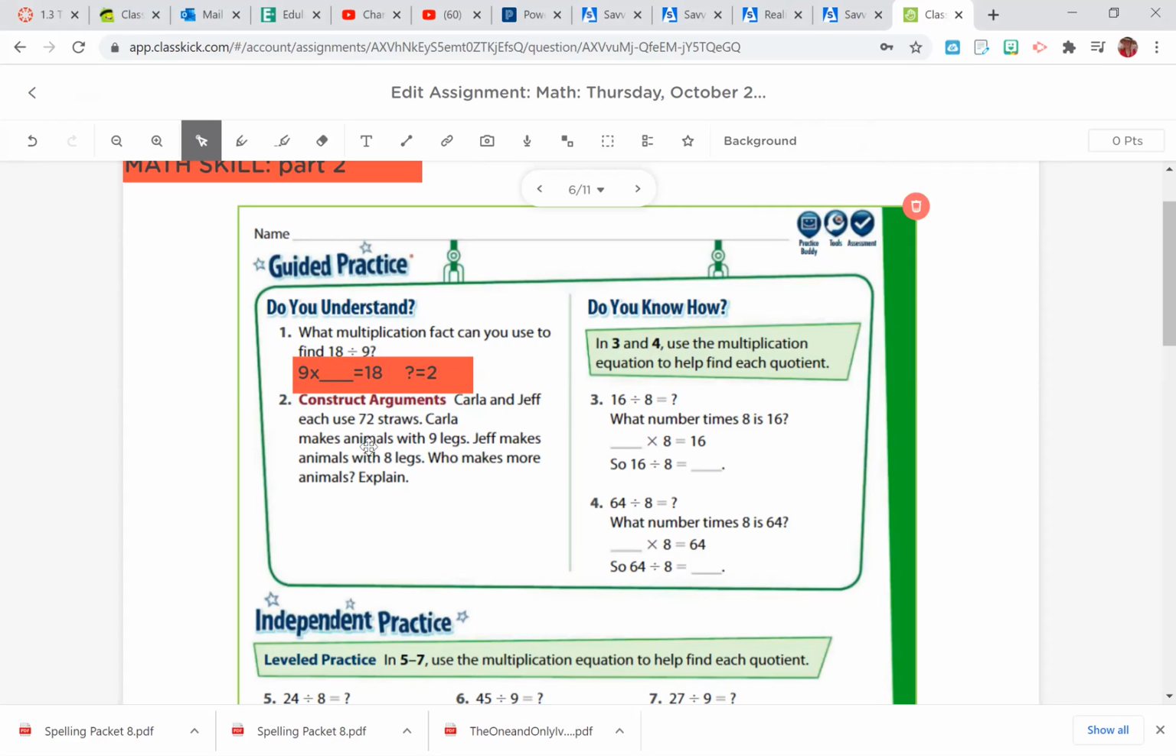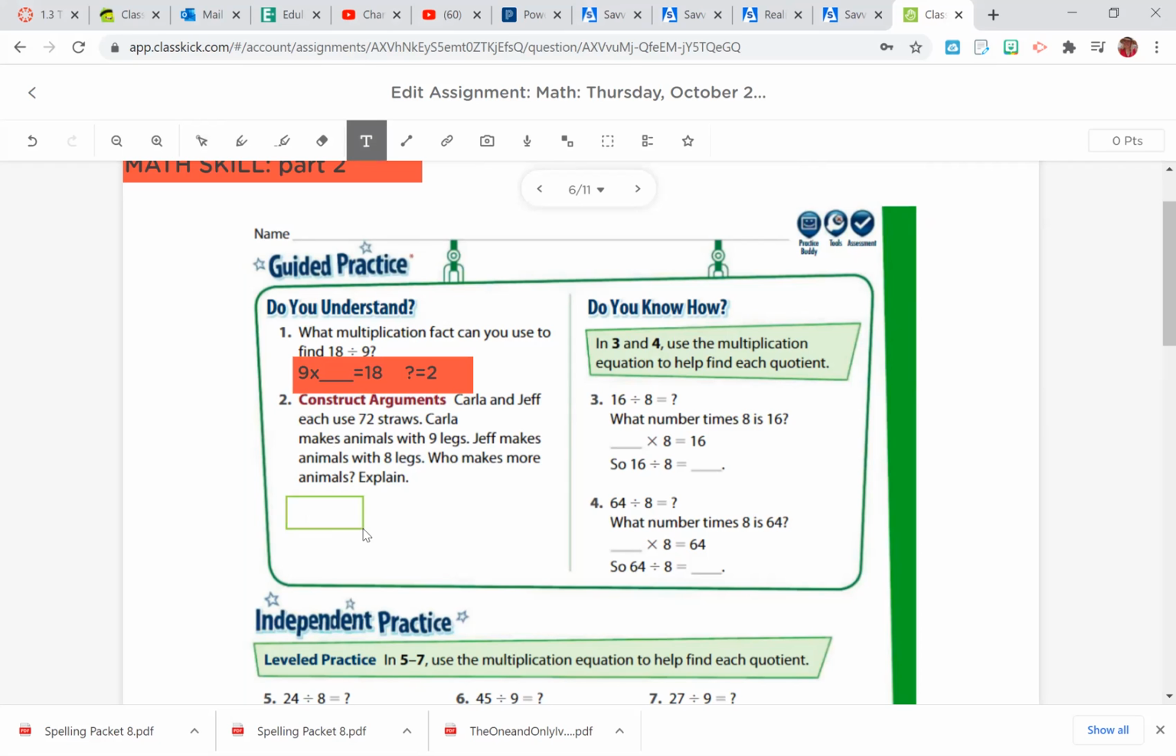Carla and Jeff each use 72 straws. Carla makes animals with 9 legs. Jeff makes animals with 8 legs. Who makes more animals? Explain. So here we'll have to write 2 division sentences.